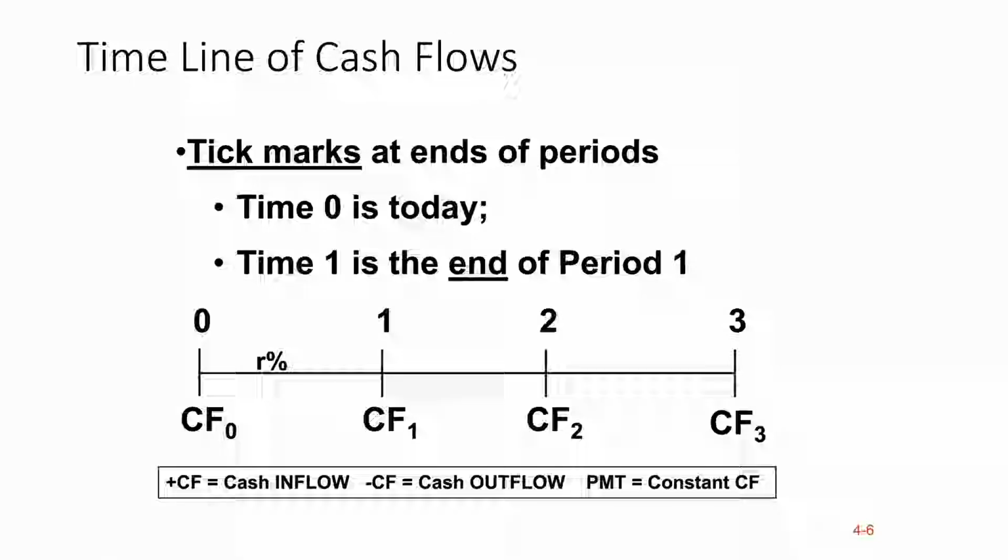Last but not least is the number of periods. Number of periods usually is at equal intervals. 0 represents today, 1 is 1 period from now, 2 is 2 periods from now, 3 is 3 periods from now. The period can be a year, a month, or a week.